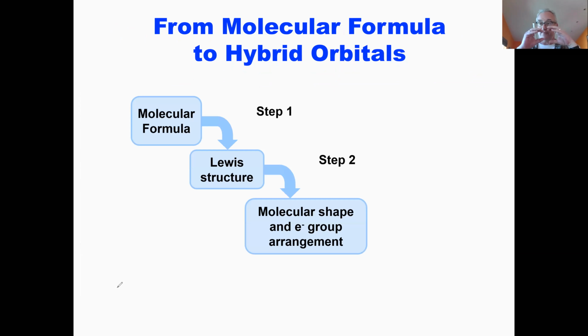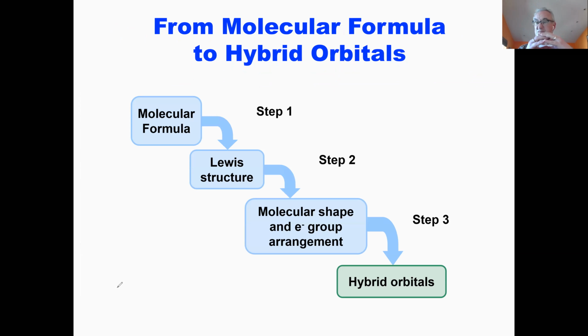So here's how we go from a formula, just like I said a minute ago. Say I want PO4, the phosphate ion. You draw your Lewis structure. Then you determine how many regions of electron density are around the central atom. It's going to be 4. That's going to be an overall tetrahedral group.